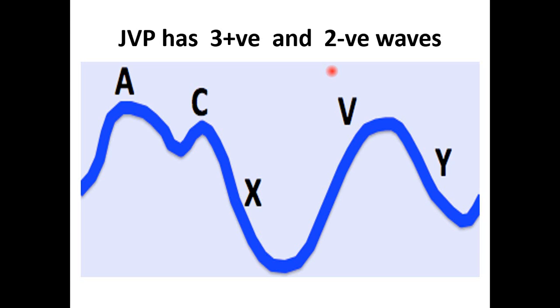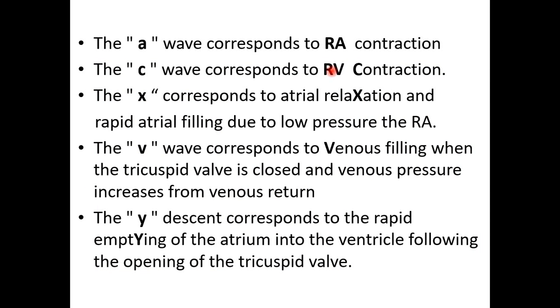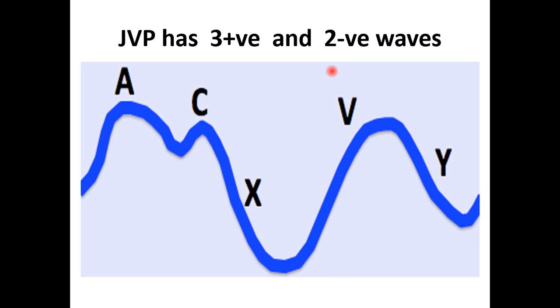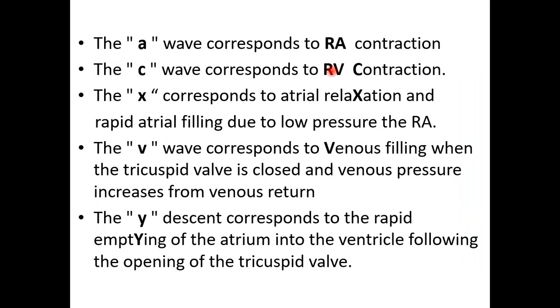The jugular venous pulsation has three positive waves, A, C, and V, and two negative waves, which are the X and Y descents. So we have A, C, V upward positive waves, and two descents, X and Y, which we call the two negative waves. Let us go back to them one by one: the A wave, the C wave, the X, the V, and the Y. What does the A wave indicate?